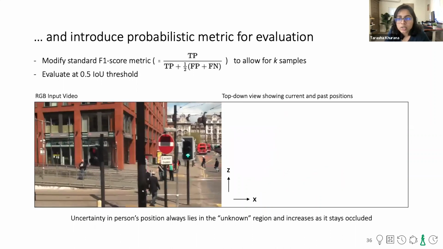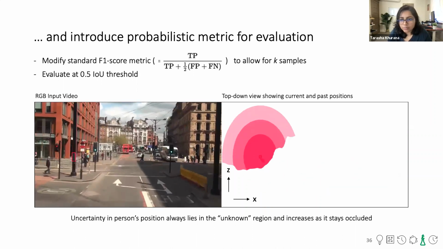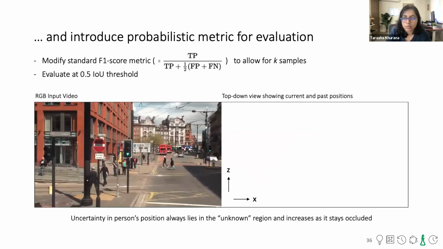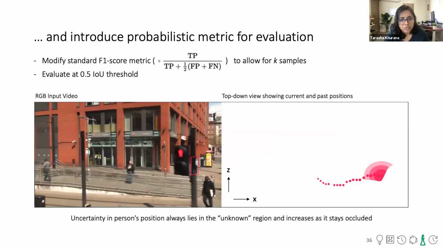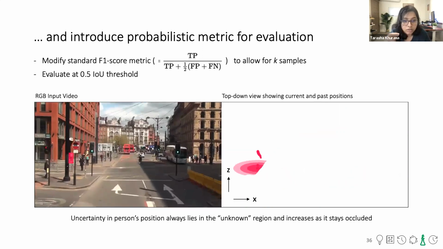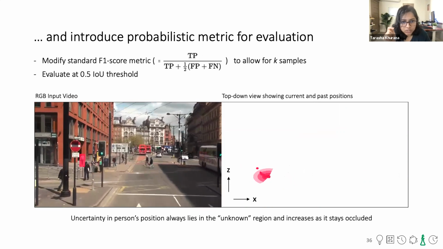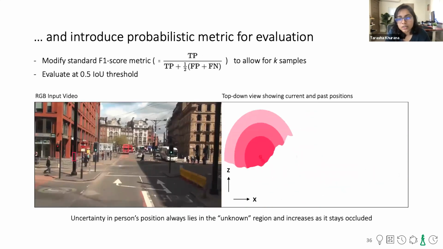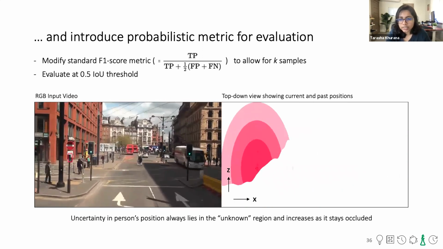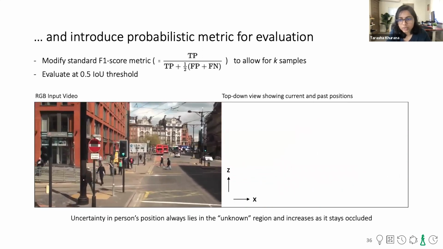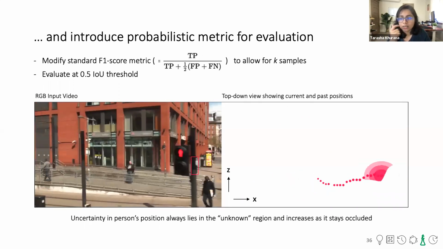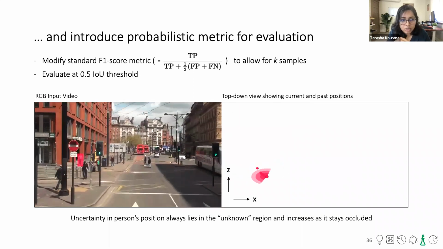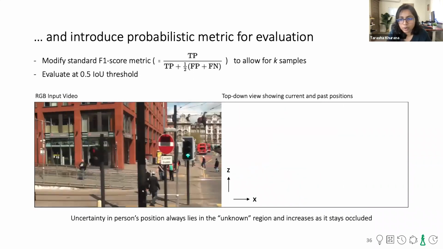So here on the left, I'm showing the input RGB video, and on the right, I show a top-down view of the same scene. Here the y-axis is the relative depth of the scene, and the x-axis is the image x coordinate. The top-down view shows a truncated Gaussian distribution of where the person could be, and the truncation actually reflects the free space horizon at that height of the bounding box.